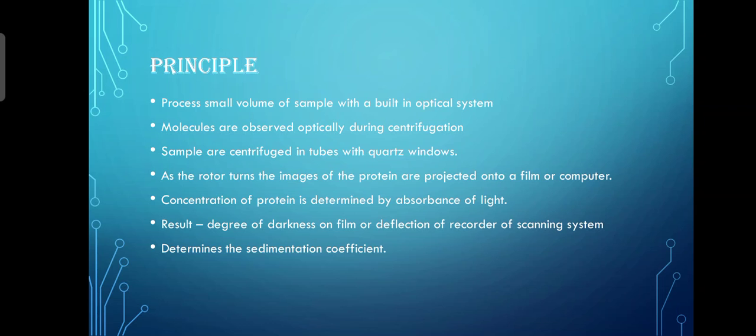The process: a small volume of a sample with a built-in optical system. Molecules are observed optically during centrifugation. Samples are centrifuged in a tube with quartz windows. As the rotor turns, the images of the protein are projected onto a film or computer. The concentration of protein is determined by absorbance of light. It results in a degree of darkness on film or deflection of a recorder of a scanning system. It determines the sedimentation coefficient.